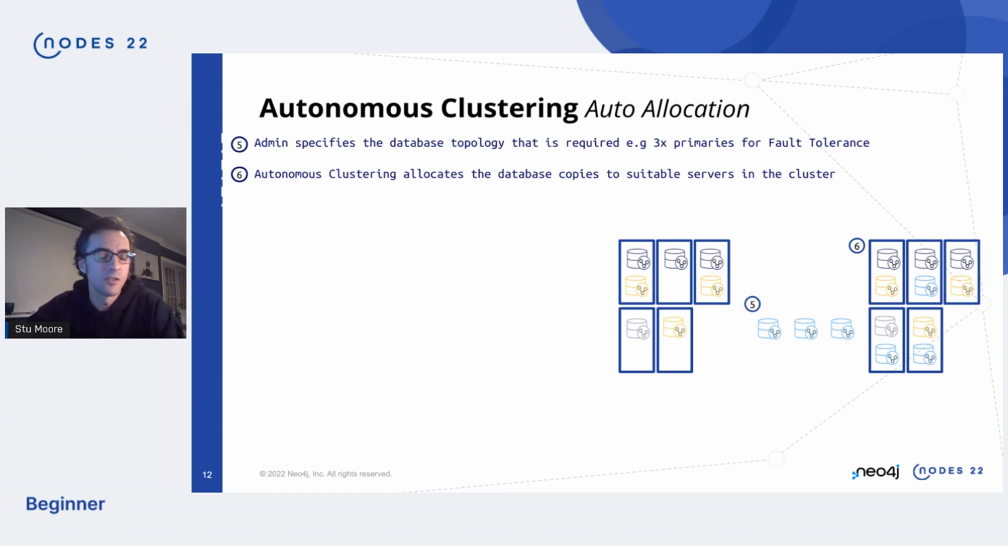And future minor versions of Neo4j 5 will introduce more placement rules and other ways of allocating databases within the cluster.